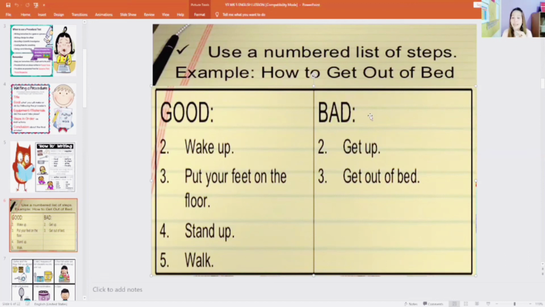The bad way of giving the steps is: get up. Get up from where? Get out of the bed. Get out of the bed and what? It's not really that complete. So this is why you need to learn how to make great instructions or effective instructions so that others can follow you well.